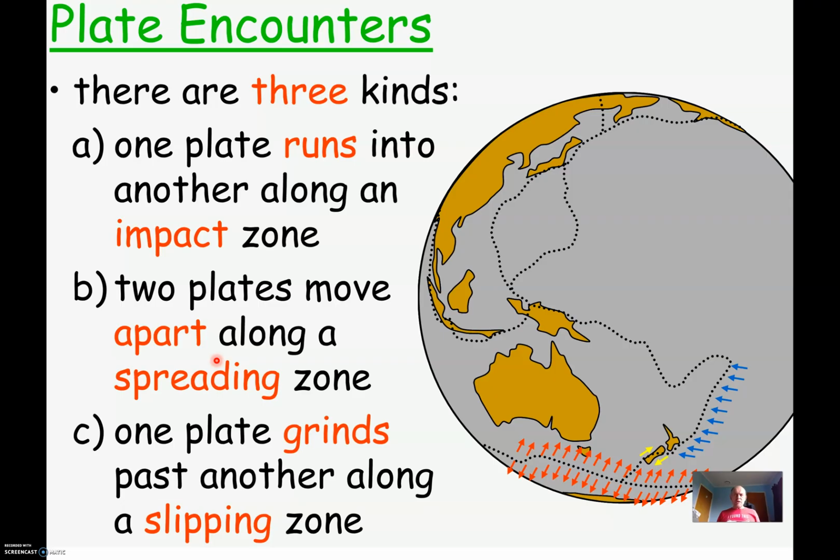Okay, a reminder from last time, there are three types of plate encounters. There is squeezing together, which can have two or three different types of effect. There is pulling apart, and we'll look at that. There's one example in the Southern Ocean, there's another in the Atlantic. Another one where the plates grind past each other, and I won't be covering that today so much. We'll look at that next time.